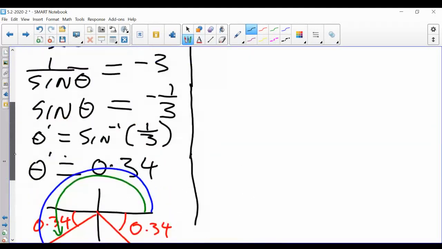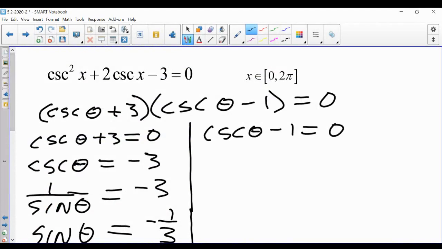Okay, so that's giving me answers from the left side of this zero product law statement. But then we also have to do the same thing on the other one. So let me go through the exact same process again. So cosecant of theta, oh, sorry.